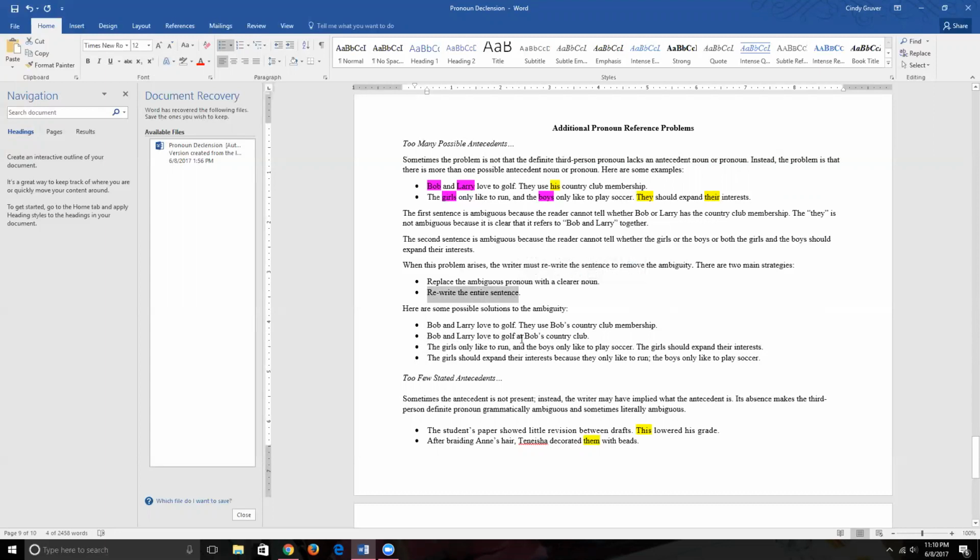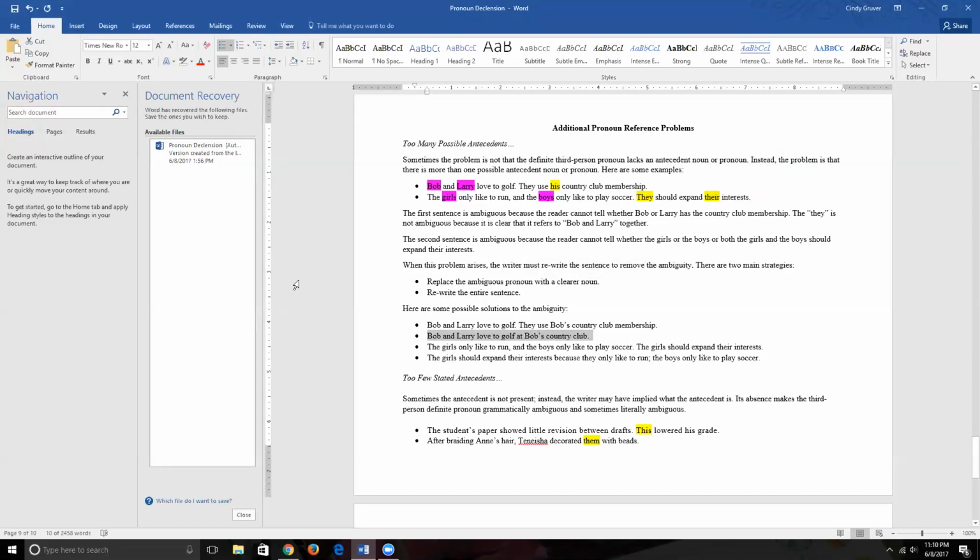Bob and Larry love to play at Bob's Country Club. Love to golf at Bob's Country Club. That meaning is subtly different. So if I were the writer, let's say that I had written these first two sentences, and now I'm revising my own work, and I feel like this does accurately capture the facts that I want to describe, then I'd be okay with the subtle change in meaning.